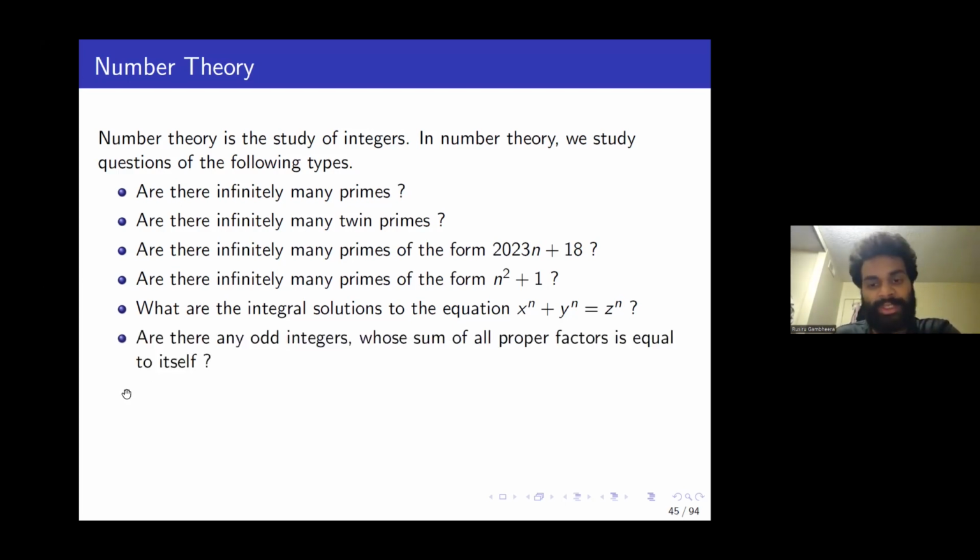All right. Another question is, are there any odd integers whose sum of all proper factors is equal to itself?